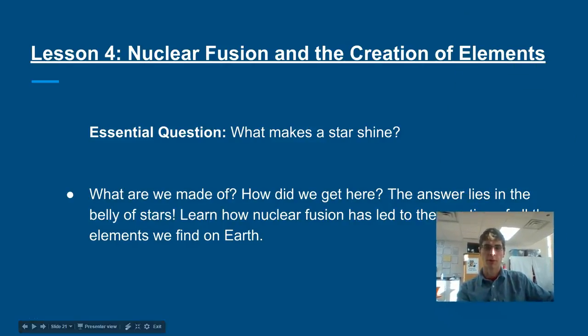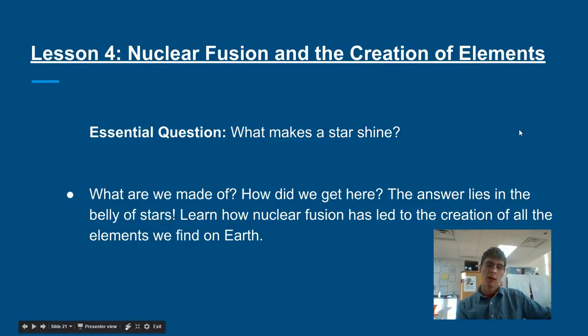All right, welcome to lesson 4 of the History of the Universe project that we are going to be working on here. Lesson 4 is all about nuclear fusion and the creation of new elements. And our essential question, our guiding question today, is: what makes a star shine?